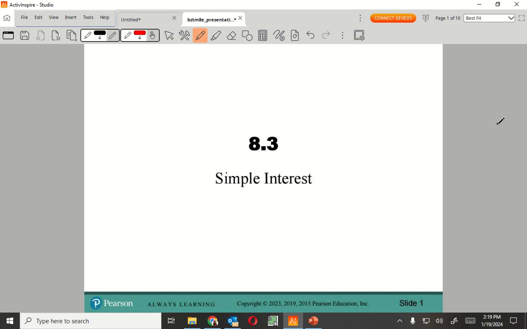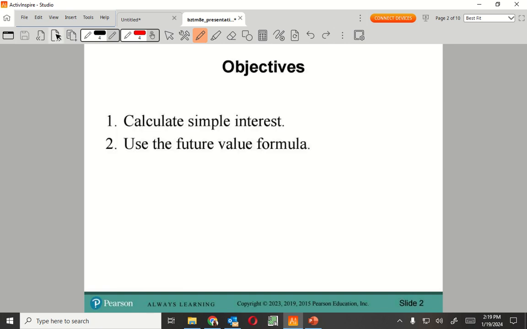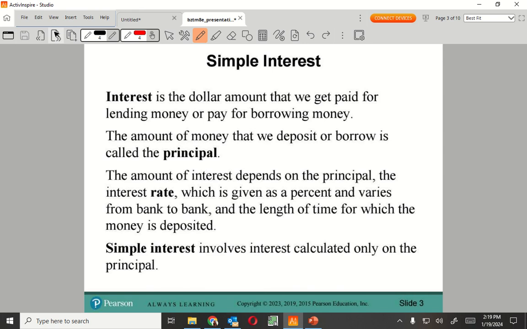Now, we're on simple interest, which is on what page in my notebook? Page 9. You guys all updated your table of contents and did all that good stuff, because that's what good students do. Simple interest. Interest is the dollar amount that we get paid for lending money or pay for borrowing money. The amount of money that we deposit or borrow is called principal.